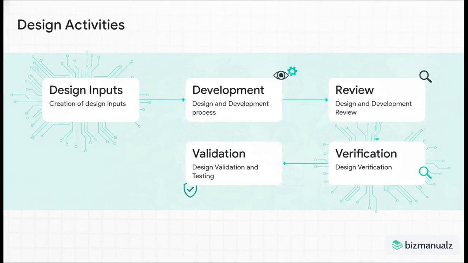It clearly delineates all the core ISO design activities, taking you step by step. It starts at design inputs, moves right through development, then review, verification, and finally, validation and testing. Because, as we all know, inherent quality has to be established right here in the design phase. This gives you the exact structure to optimize effectiveness and safety way before manufacturing even starts.